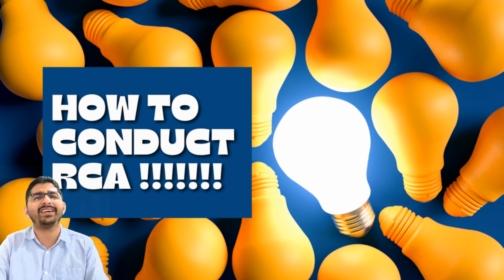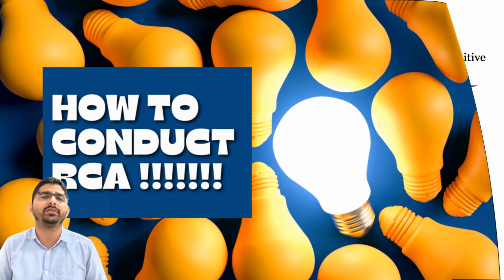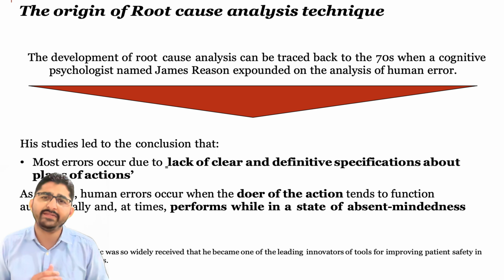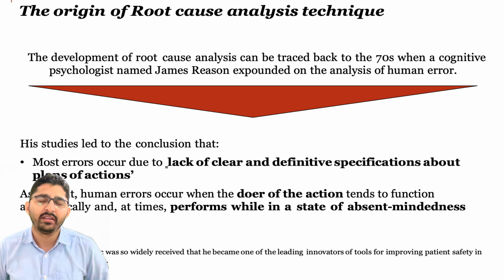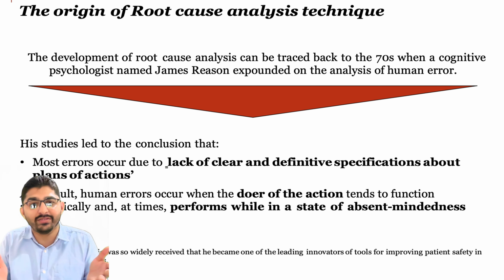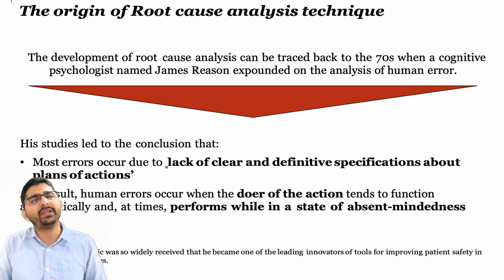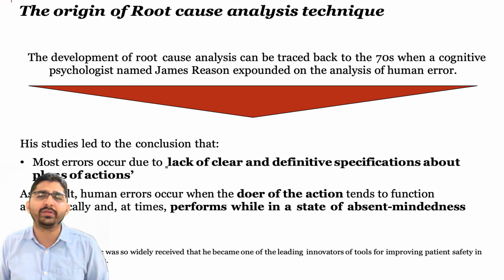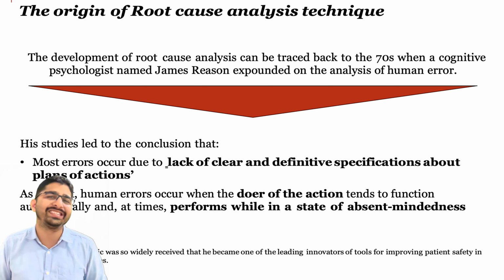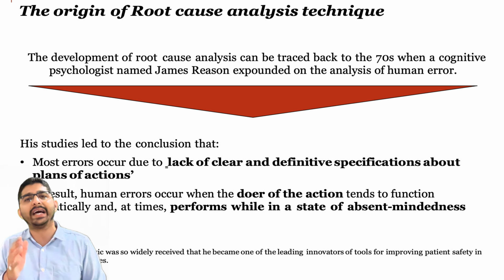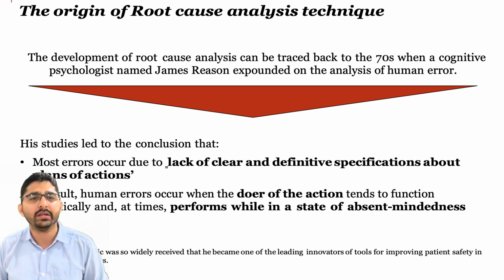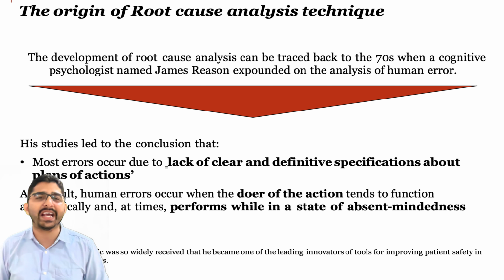Now let's understand some of the history about the root cause analysis technique, and when it originated, because we should know the history, or we should know the past from where this word came. The development of root cause analysis can be tracked back to the 70s, when a cognitive psychologist named James Reason expounded on the analysis of human error, my friends. So he is one of the famous psychologists who originated or discovered this concept called root cause analysis, my friends.